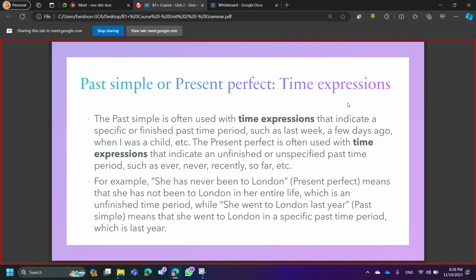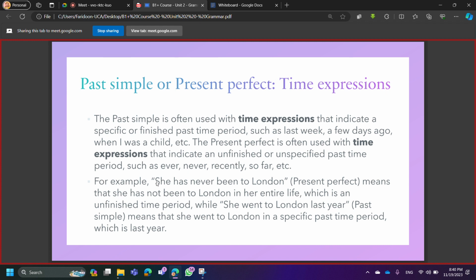Okay, what about some time expression differences? The past simple is often used with time expressions that indicate a specific or even finished past time period, such as last week, few days ago, or when I was a child, as mentioned before. The present perfect is often used with time expressions that indicate an unfinished or unspecified past time period, such as ever, never, recently, so far, and etc. So the more common one would be the unfinished time expressions.